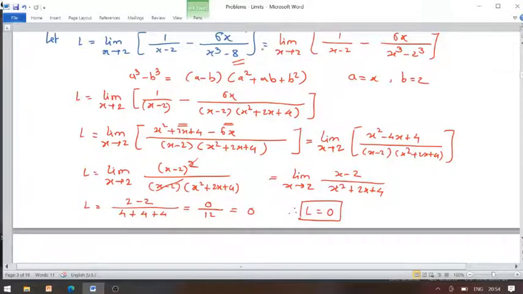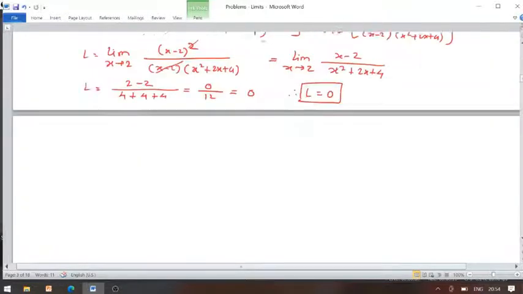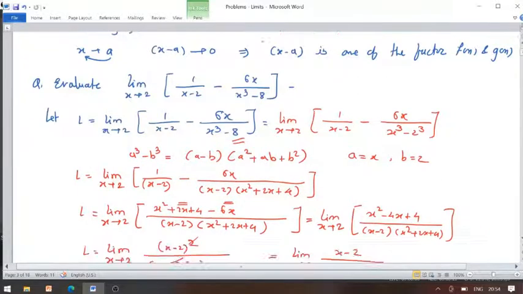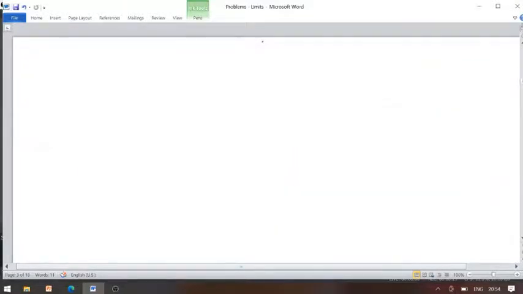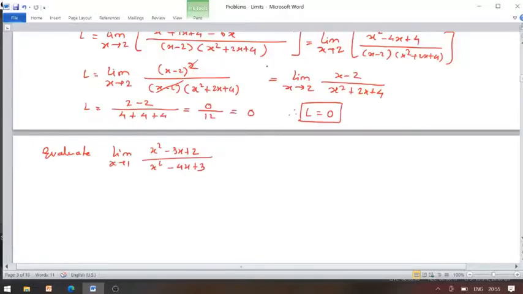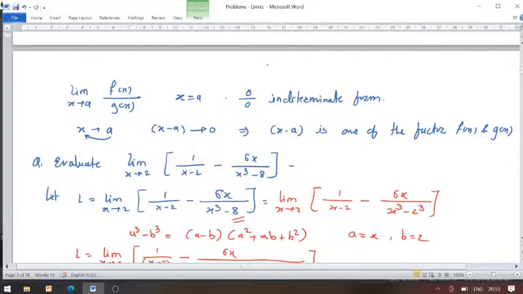Now look at the next problem. Evaluate the limit as x tends to 1 of x square minus 3x plus 2 divided by x square minus 4x plus 3. So look carefully, we note that this is an indeterminate form, in the case of our definition also.